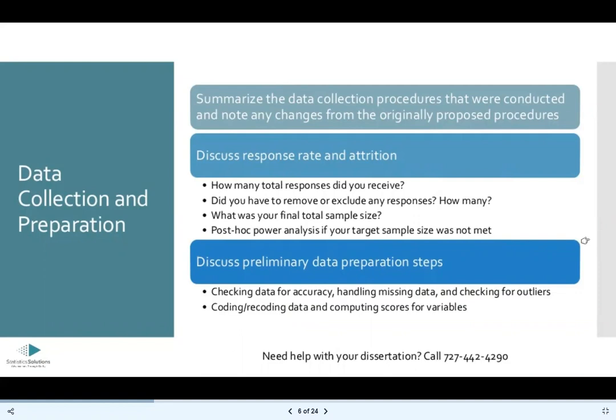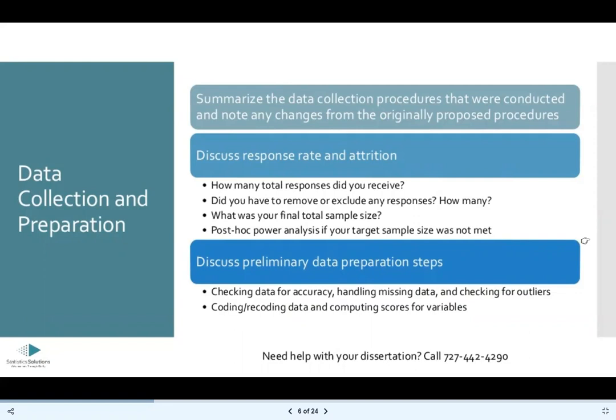So just going through a few examples, there are a number of ways that you can go about doing this. And some schools have different preferred methods. So sometimes schools will just want you to discuss the changes in the results chapters, whereas other schools may want you to go back and revise your methodology chapter to reflect what you actually did. So this is another case where you just want to make sure you're following your school's specific instructions on how to handle changes in your procedures.